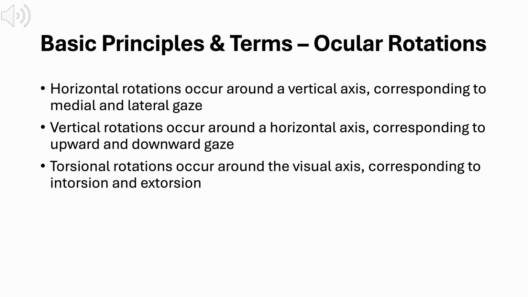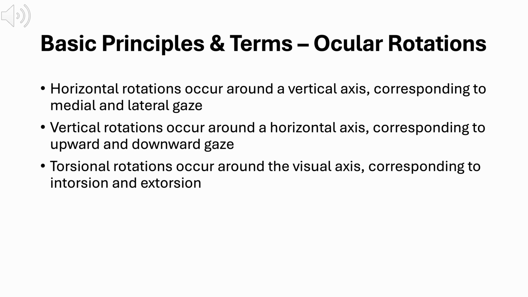This slide introduces the basic ways the eye can rotate in space. Horizontal eye movements occur around a vertical axis. These rotations produce medial and lateral gaze, moving the eye left or right. Vertical eye movements occur around a horizontal axis. These rotations are responsible for upward and downward gaze.